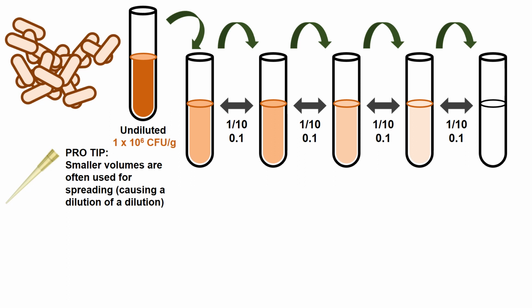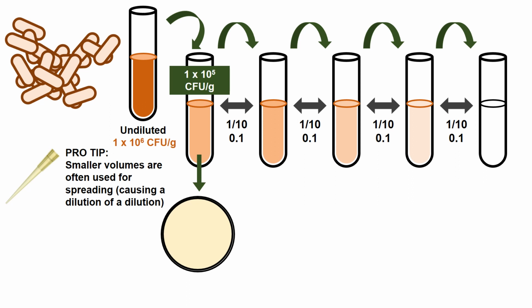We are using, in this case, a smaller volume to spread onto the agar plates than what we did before. Okay? So, we already know our concentration in this first tenfold dilution is 1 times 10 to the 5th CFU per gram, or 1 times 10 to the 5th CFU per mil. But in this example, I'm creating a dilution of a dilution when I do the following thing. What if instead of spreading 1 mil, I spread 0.1 mils?